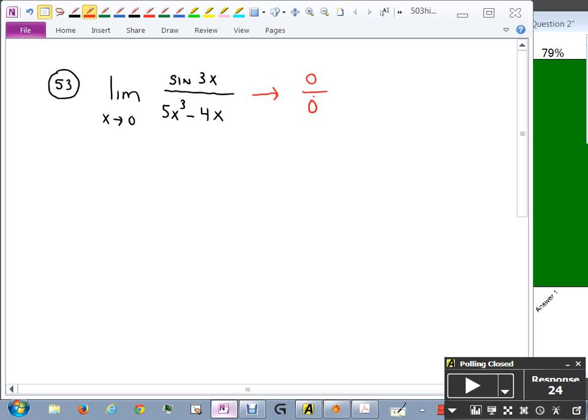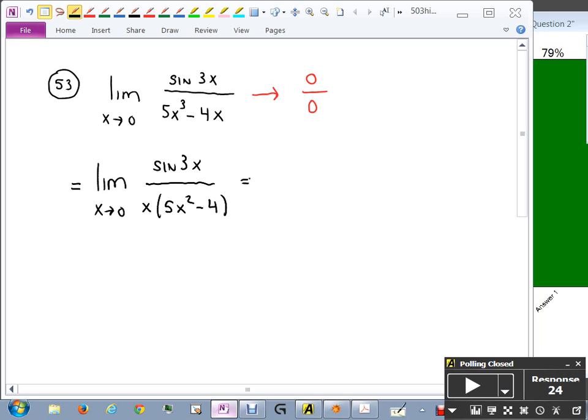The fact that I see the sine 3x there immediately makes me think about sine junk over junk. So I'm going to see if there's any way I can get a 3x to appear down here. But notice that both of these terms have a common factor in them. What do they have? An x. So how about I rewrite this a little bit? Limit as x approaches 0 of sine 3x over x times 5x squared minus 4.